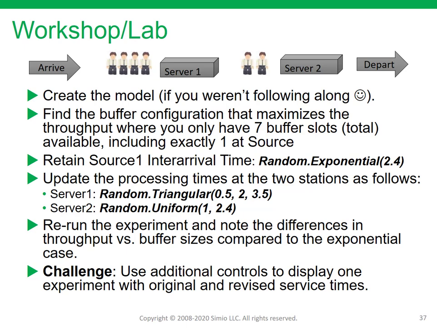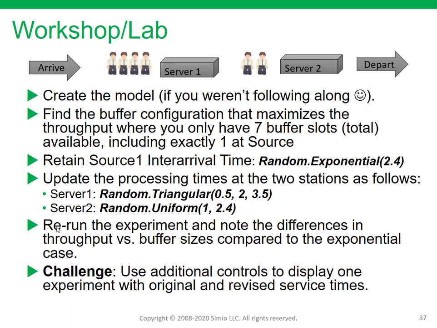Make the sort, and then after you do that, keep the source inter-arrival time as specified here. And I want to update the 2 processing times at the station. So rather than using exponential processing times, use triangular for server 1 with the given parameters, and uniform for server 2 with these parameters. And then I want you to rerun the experiment and note the differences in throughput versus buffer size between the exponential case and the non-exponential case.